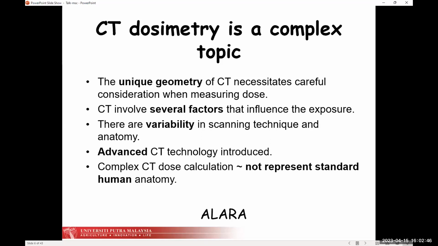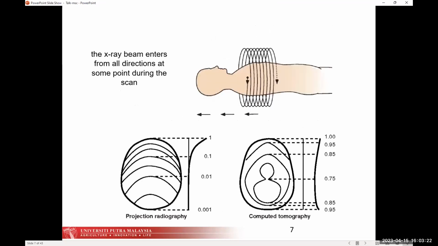And also to get a personalized or individualized calculation for CT is a complex task, because the CT dosimetry actually does not represent standard human anatomy. It is standardized by a phantom, 16 centimeter diameter and 32 centimeter diameter phantom. But out of all, it's important for us to ensure that we all apply as low as reasonably achievable technique in order to protect the safety of the patients.